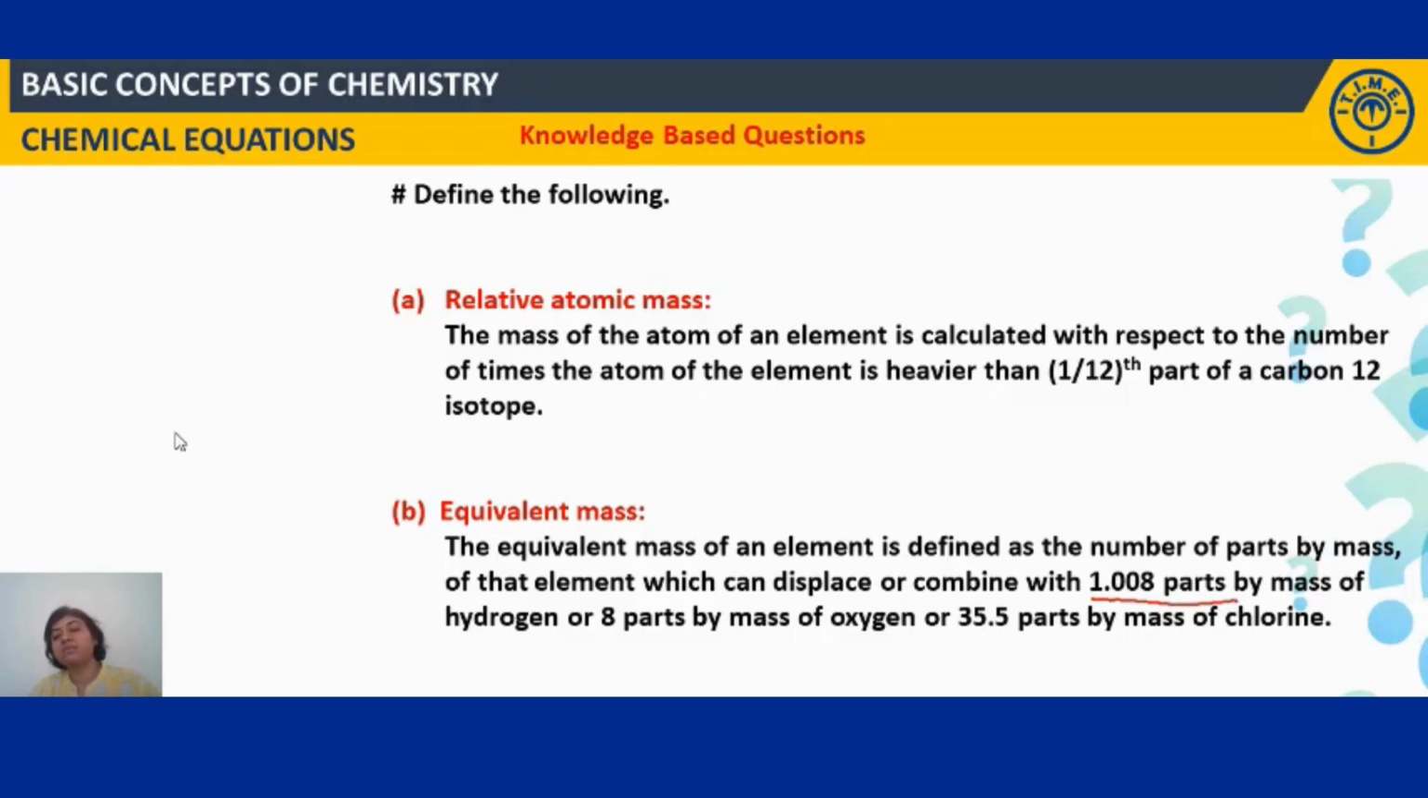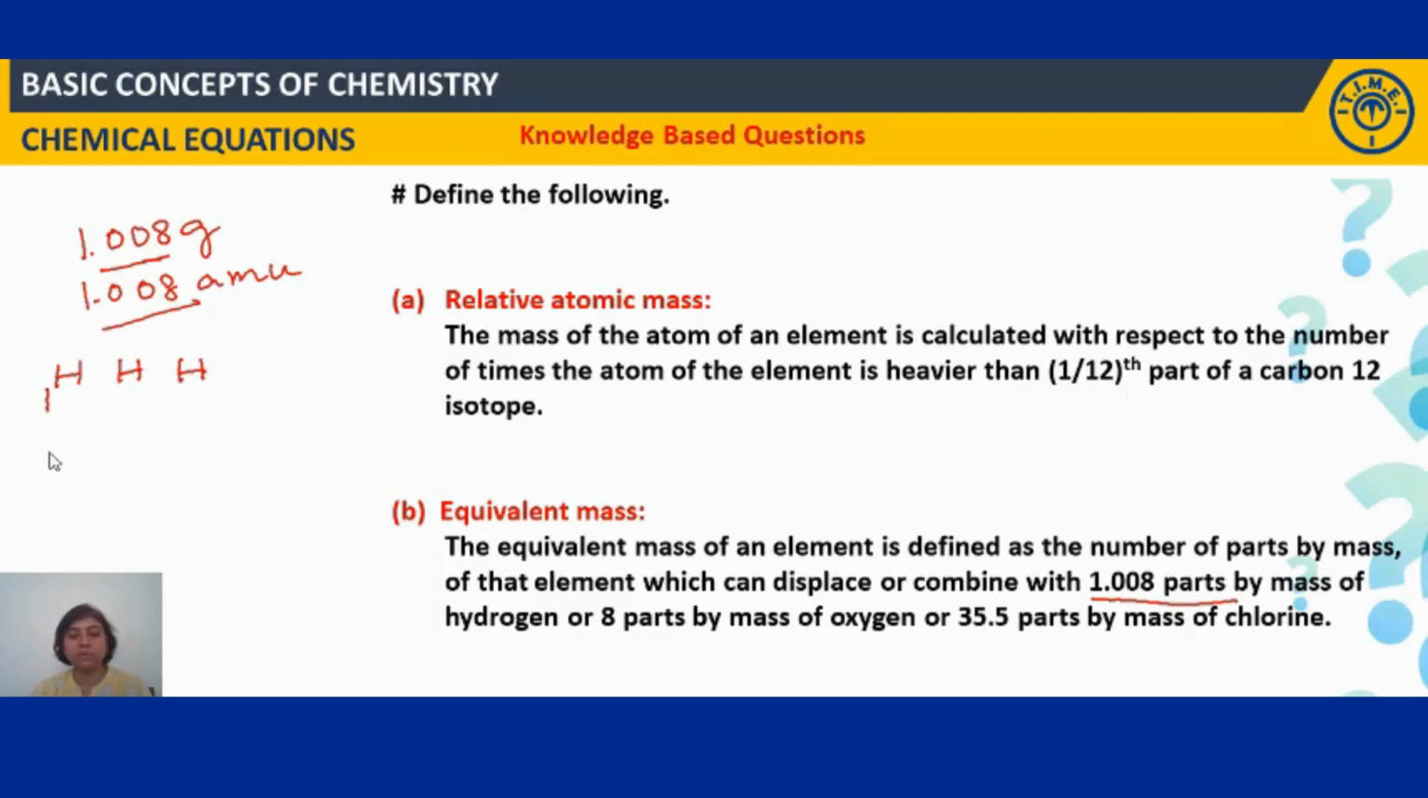Now, why is it considered 1.008 parts by mass? Since the gram atomic mass of hydrogen is 1.008 gram, or the mass of a hydrogen atom is 1.008 AMU. This fractional value is because of the existence of three different isotopes of hydrogen in the atmosphere. They are protium, deuterium and tritium.